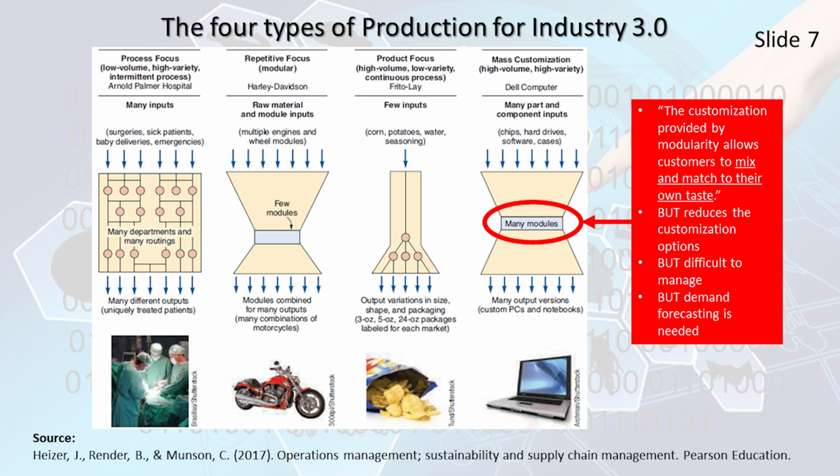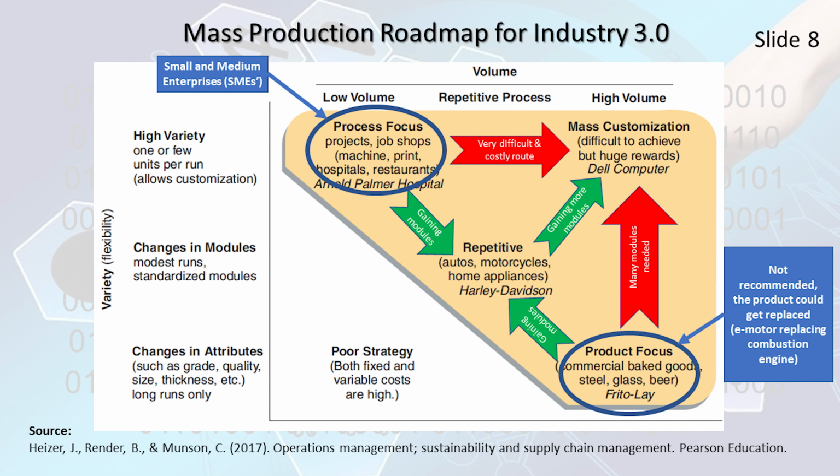The third type of production, which is product focus production, has no production modules, but it has a few production processes and procedures. The fourth type of production is mass customization production, which has many production modules. In Industry 3, small and medium enterprises must gain production modules to become repetitive production type to be able to reach the goal of becoming fourth type production.